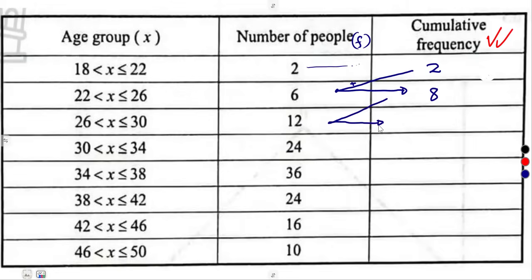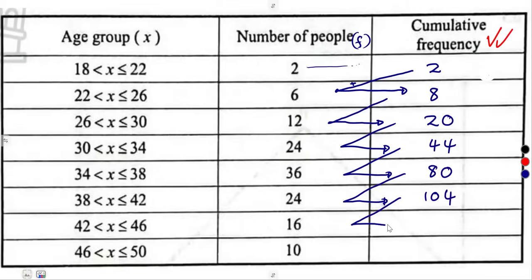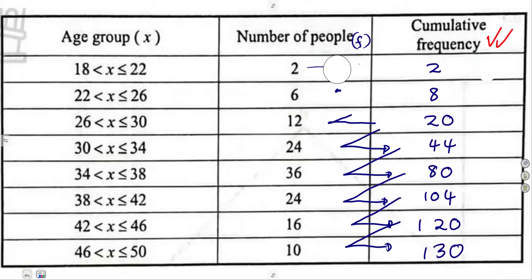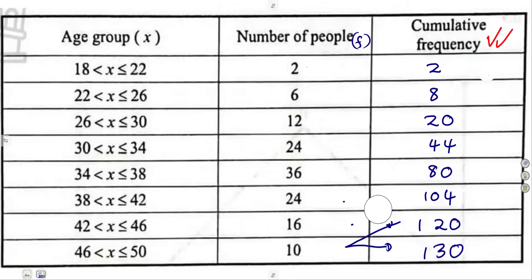We add these 2, whatever you're going to get, you write here. So that's 8 plus 12, that was going to give us 20. Then 20 plus 24, which was going to give us 44. 44 adds 36. That was going to give us 80. 80 adds 24. And that was going to give us 104. We add these 2. That was going to give us 120. 120 plus 10, that was going to give us 130. All right, just like that. So you can actually trace out how to fill this table.